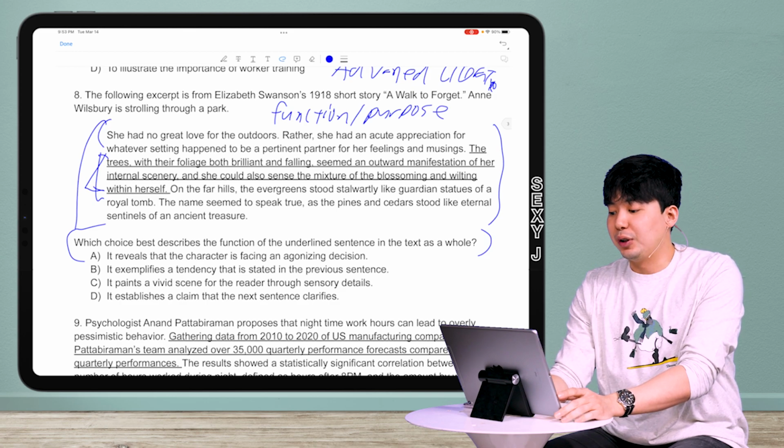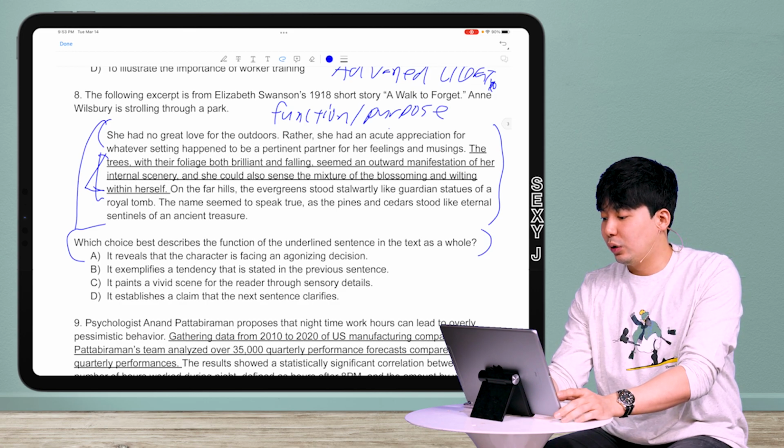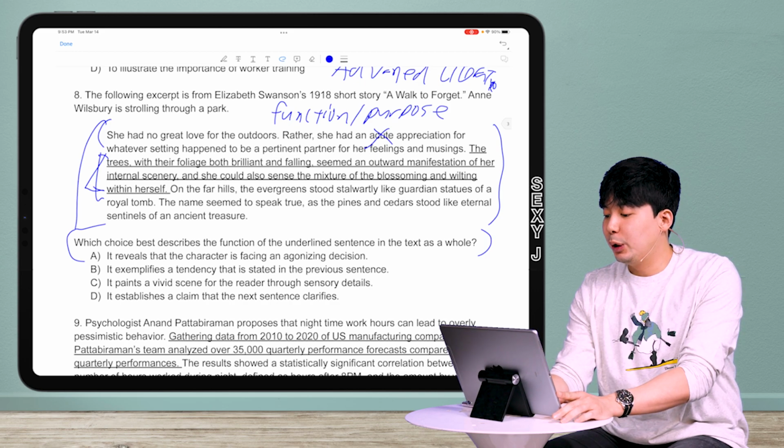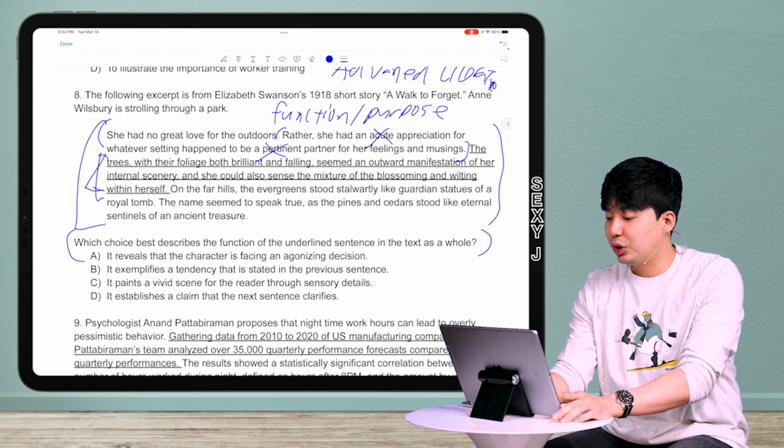She had no great love for the outdoors. Rather, she had an, okay, if you don't know that word, take it out. She had an appreciation for whatever setting happened to be a, you don't know that, take that out, partner for her feelings and musings. I'm going to pause myself here, okay?